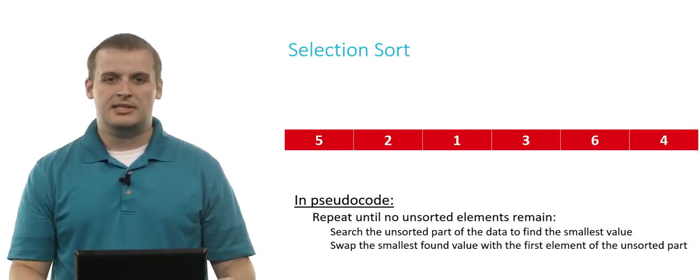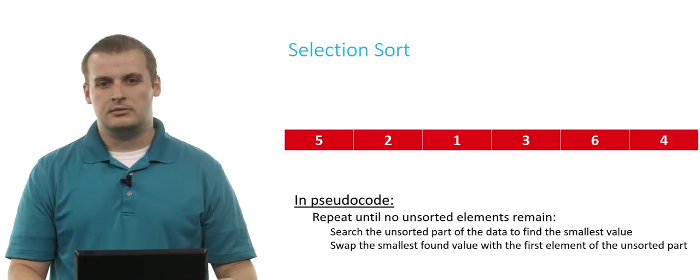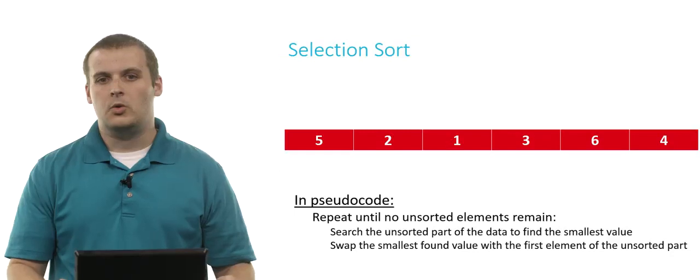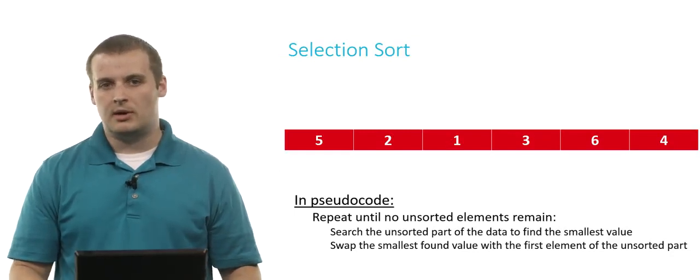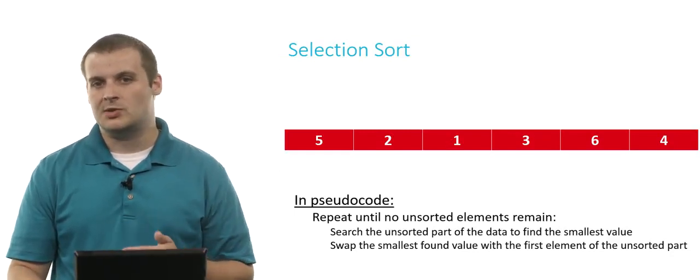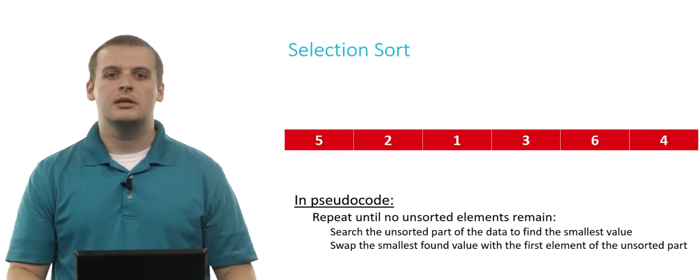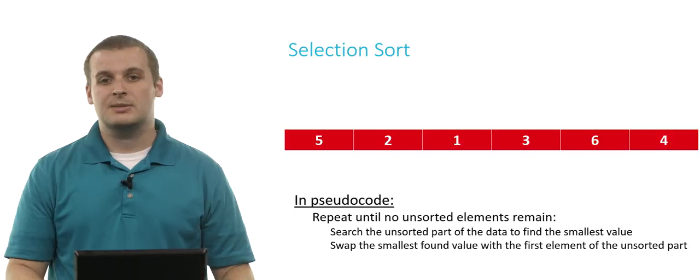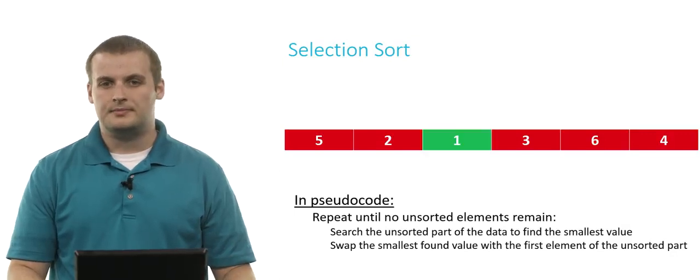So again, we're going to repeat until no unsorted elements remain. We're going to search through the data to find the smallest value, and then swap that value with the first element of the unsorted part. Right now, again, the entire array is the unsorted part. All of the red elements are unsorted. So we search through and we find the smallest value. We start at the beginning, we go to the end, we find that the smallest value is 1.